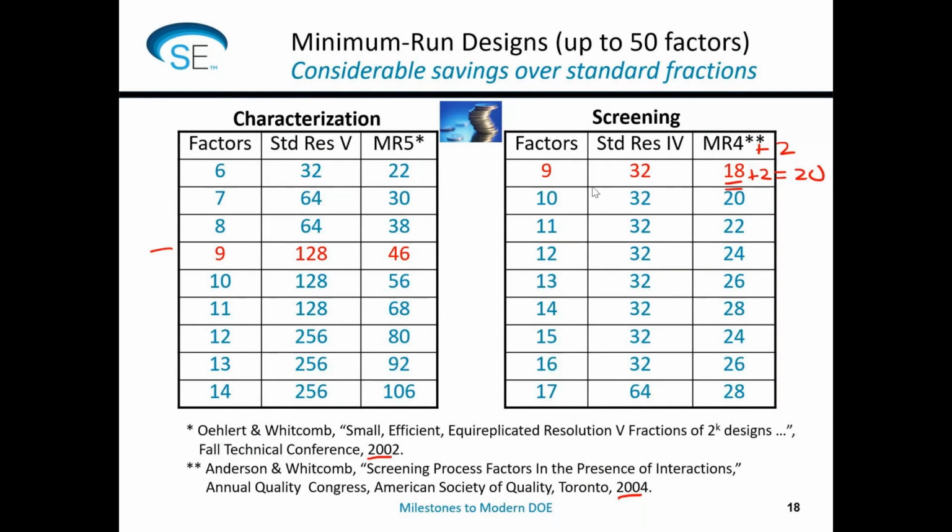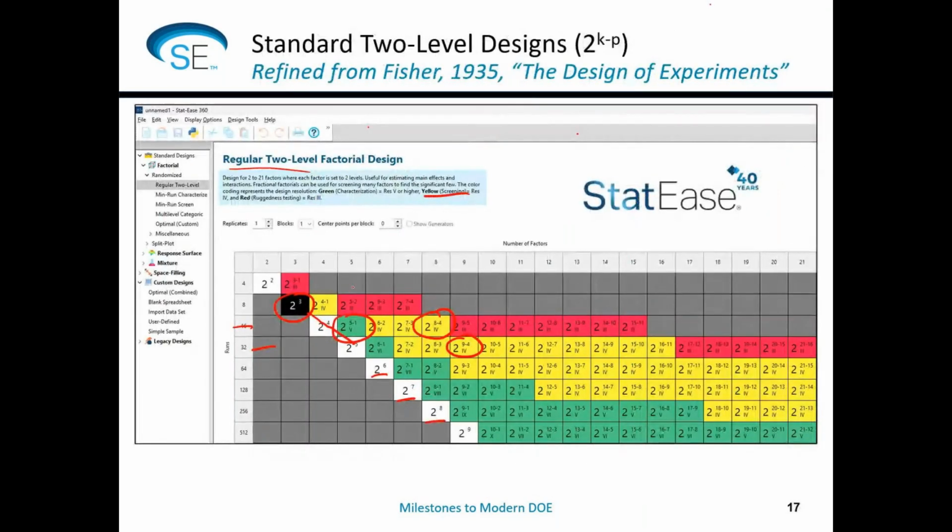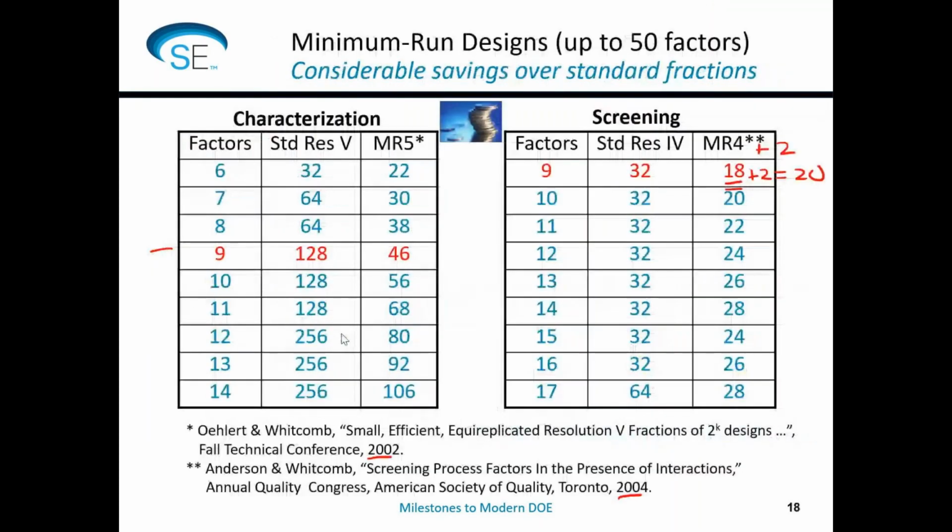Similarly, with 9 factors, if you were going to try to do a more in-depth characterization with less aliasing and the ability to detect 2-factor interactions unaliased, we'd have to go down here to the 9 and 128. So here's a 128 for the standard resolution 5, but we can cut that back to only 46. So hats off to Gary Oehlert, our statistics professor advisor, and Pat Whitcomb for putting this together.